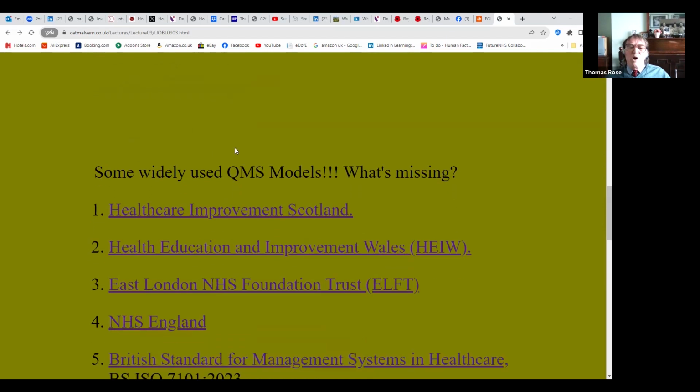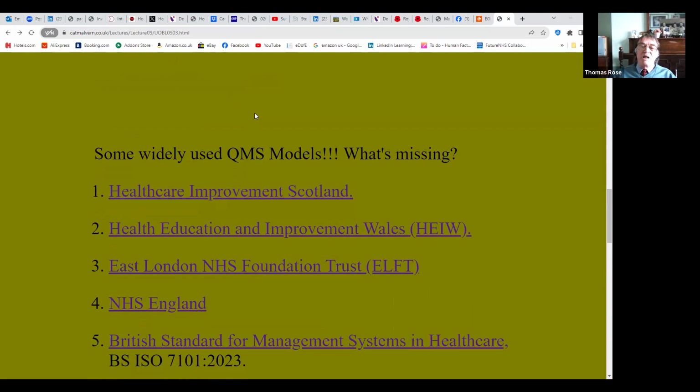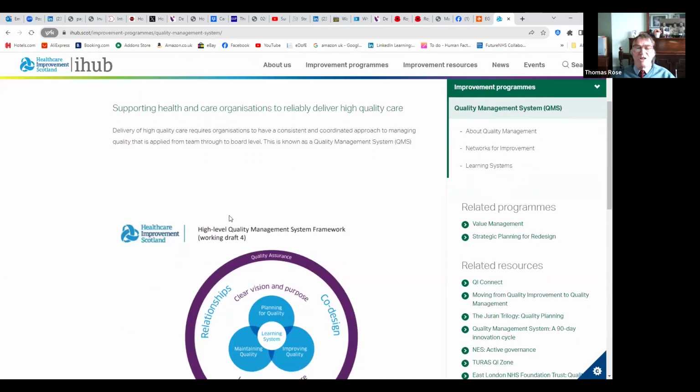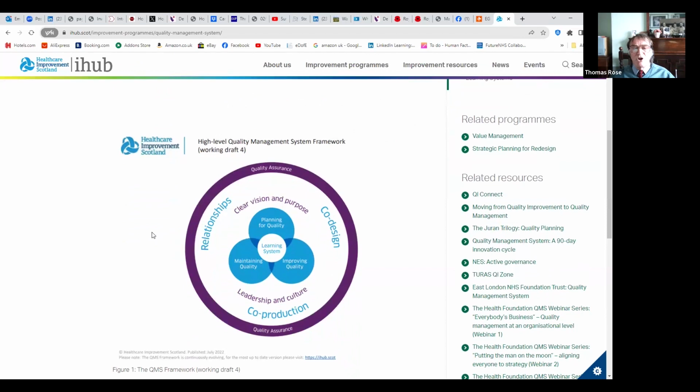Some widely used models of quality management systems that are used in the NHS, and you've got to ask yourself what's missing from these illustrations. So here's one that Scotland used.